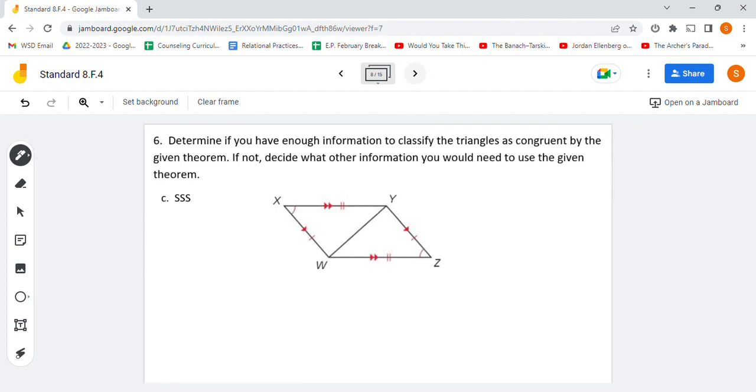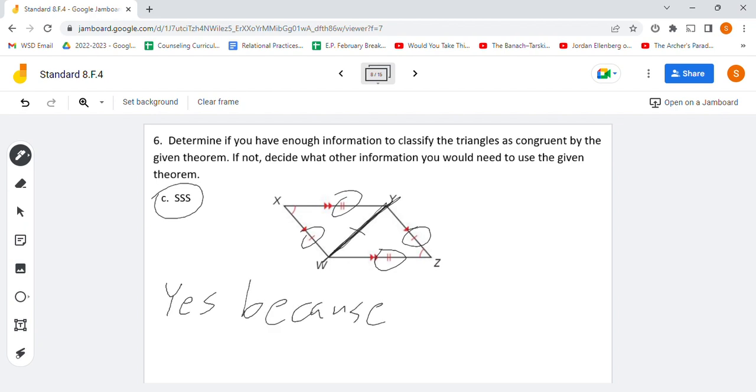On this next one, we're asked to use side, side, side, and we can see we have a pair of sides here, and we have a second pair of sides here. We've got a lot of other markings on here, but those are actually just distractors in this case, because this third side is shared between those two triangles. So like we saw on some previous examples, we can say that this third side is congruent on both triangles. So yes, we have enough information on this one, because WY, that segment, is shared by the two triangles.